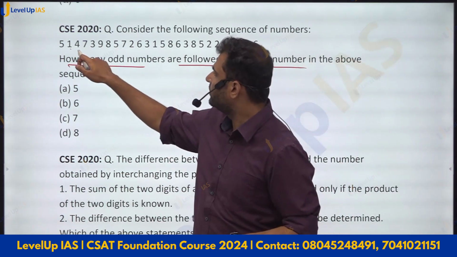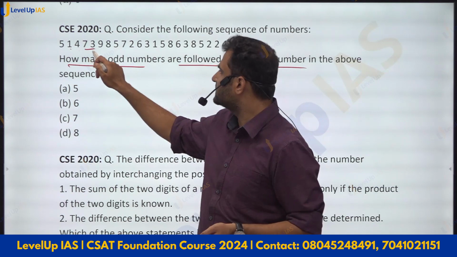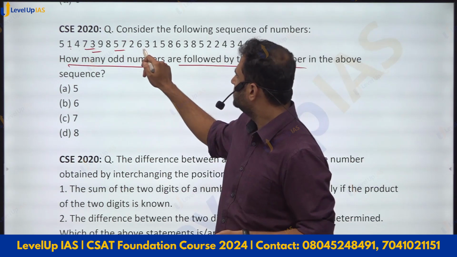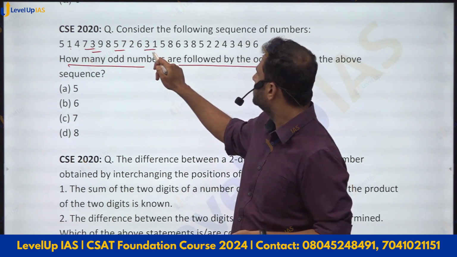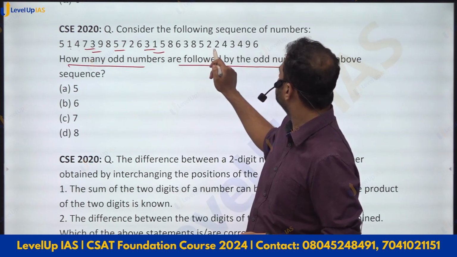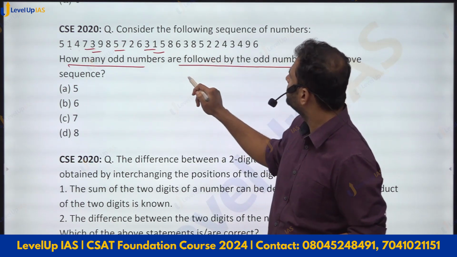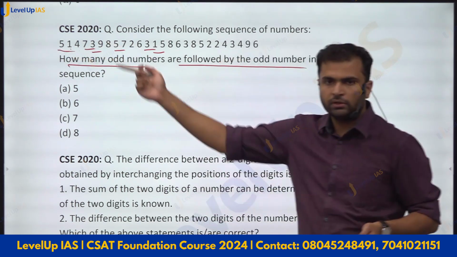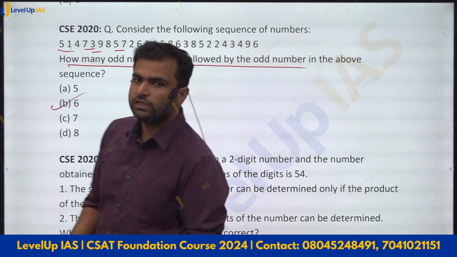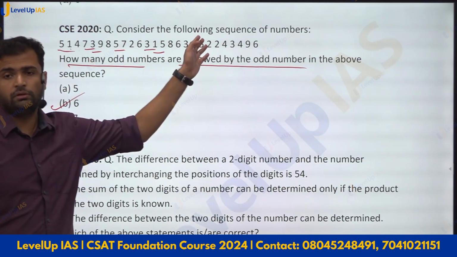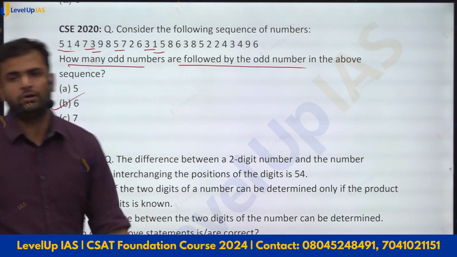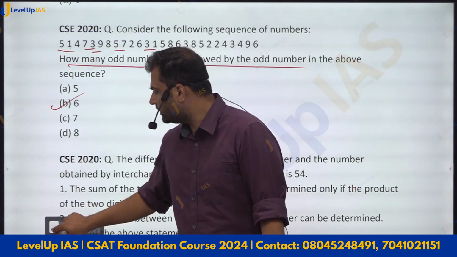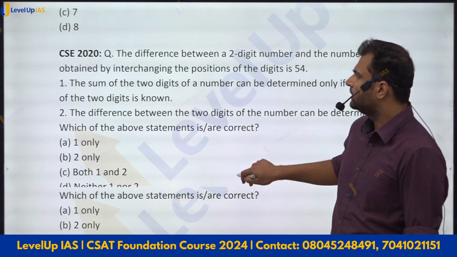This one, odd number followed by even, no. Odd number followed by odd number, yes. Odd followed by odd, yes. Then odd, even, then this, then this, then is there one more? First only. So there are in fact 6 such instances. All that we have to check is where is an odd number and is it followed by an odd number or not. Very, very simple question that everybody should have attempted in their examination conditions.